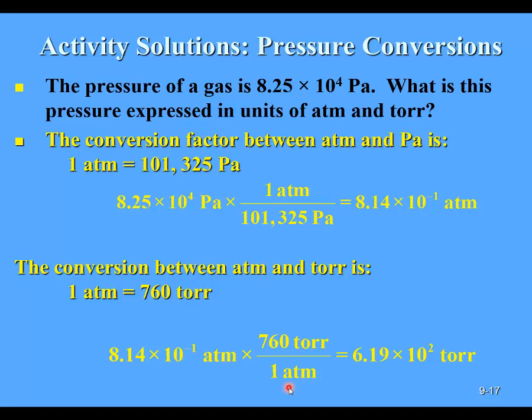So I'm going to end up with 619 torr, or in scientific notation, 6.19 times 10 to the 2nd torr. So anything below 760 torr would be less than 1 atmosphere. Okay, so this is a very reasonable answer. Now let's consider some of the factors that can affect the properties of gases that we were talking about.